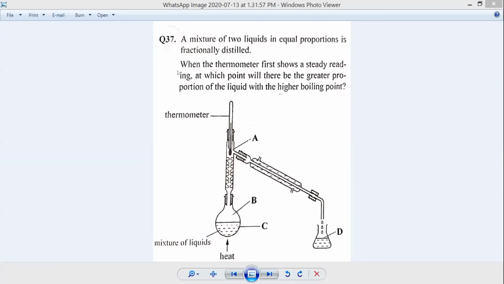Before you answer this question, I have another question. They mentioned when the thermometer first shows a steady reading. So why are we waiting for the reading to get steady first?